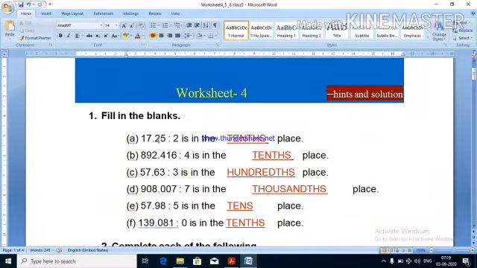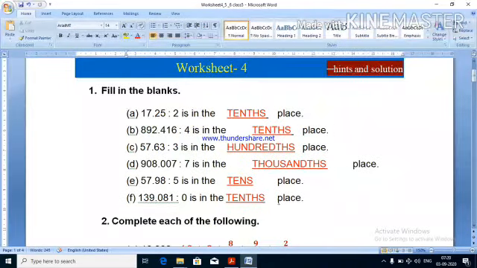Worksheet 4. 17.25, 2 is in the tenths place. 892.416, 4 is in the tenths place. 57.63, 3 is in the hundredths place. 908.007, 7 is in the thousandths place. 57.98, 5 is in the tenths place. 139.081, 0 is in the tenths place.